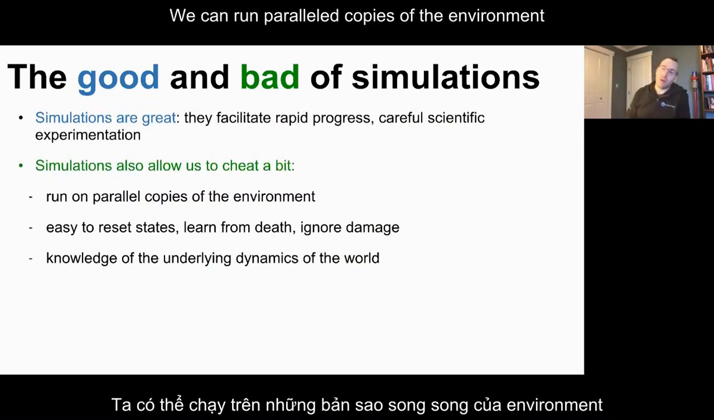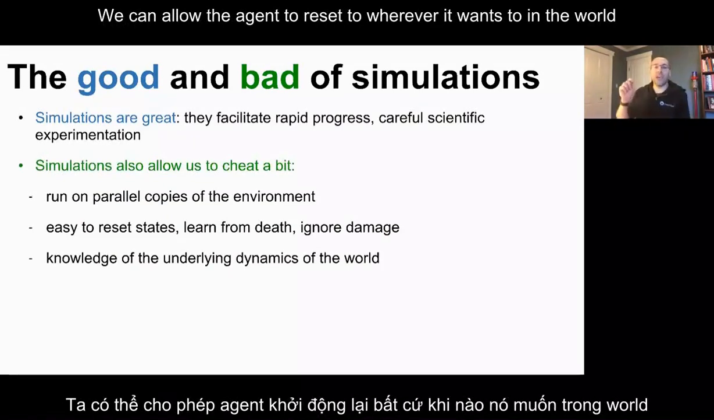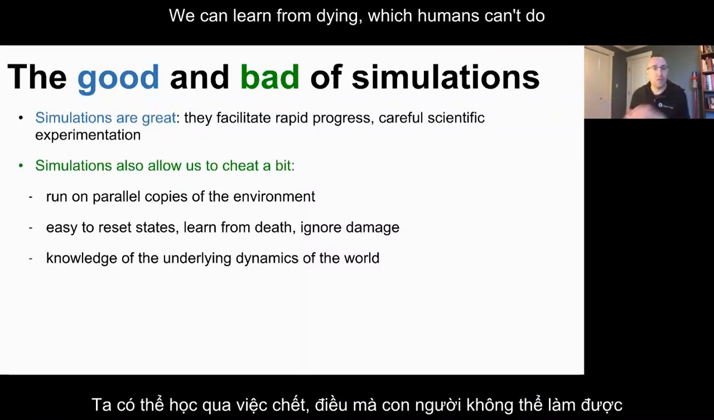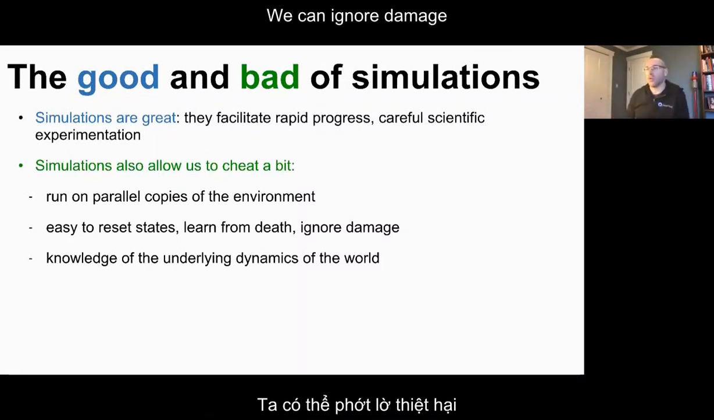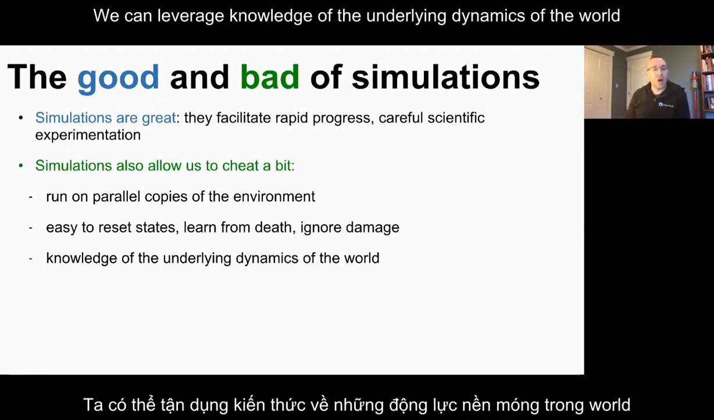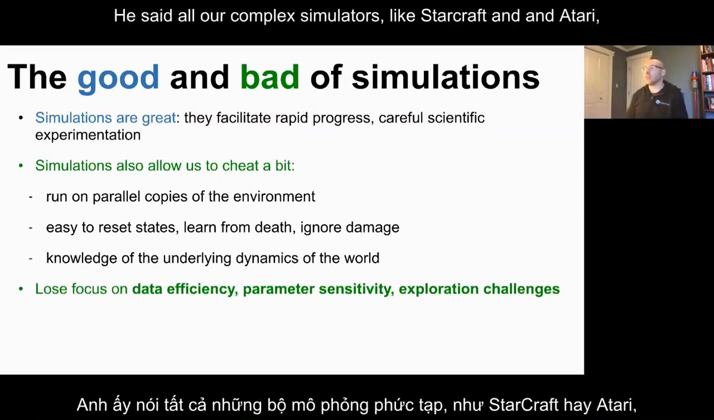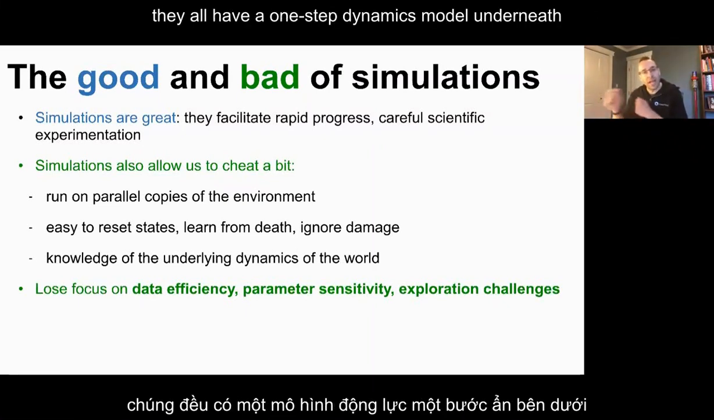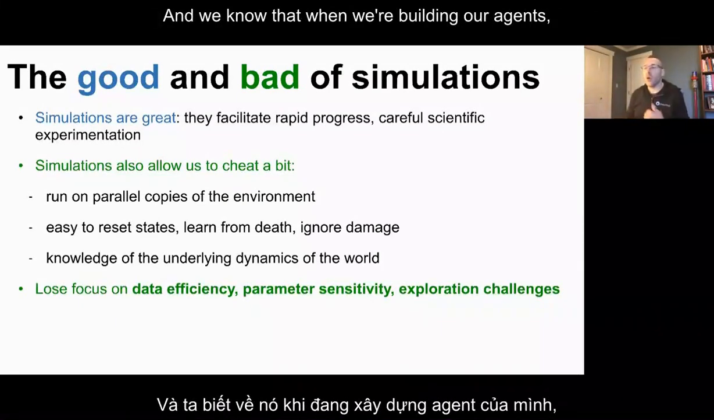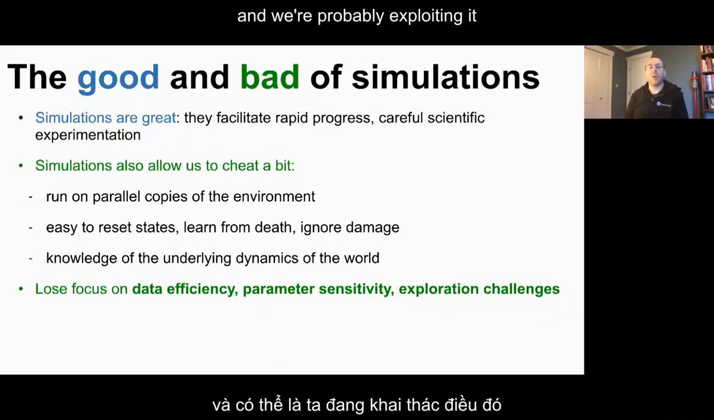We can run on parallel copies of the environment. We can allow the agent to reset to wherever it wants to in the world. We can learn from dying, which humans can't do. We can ignore damage. We can leverage knowledge of the underlying dynamics of the world. I like how Dave Silver puts it. He said all our complex simulators like StarCraft and Atari, they all have a one-step dynamics model underneath. And we know that when we're building our agents, and we're probably exploiting it.